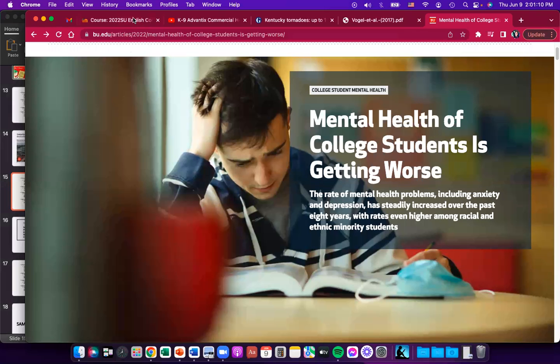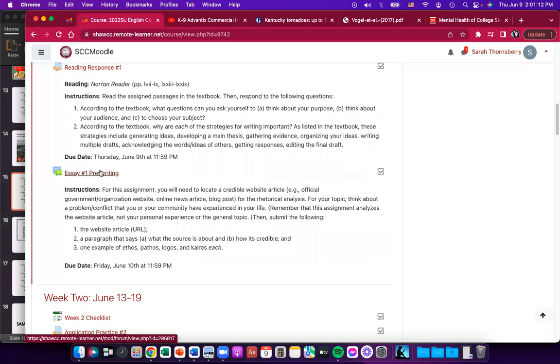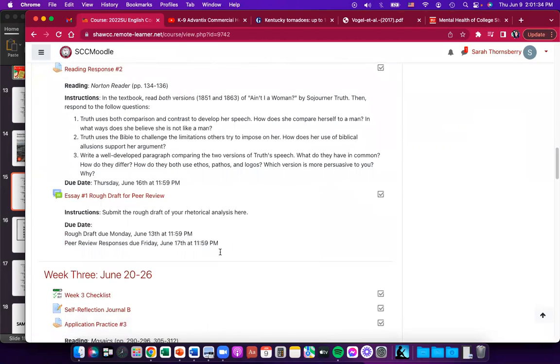So remember, for your pre-writing, you'll need to locate a credible website article, add the URL, give me a paragraph that says what the source is about and how you know it's credible, and then give me 1 example each of ethos, pathos, logos, and kairos. And then of course on Monday, I'll ask you to submit your rough draft.